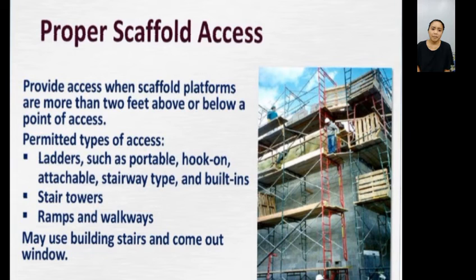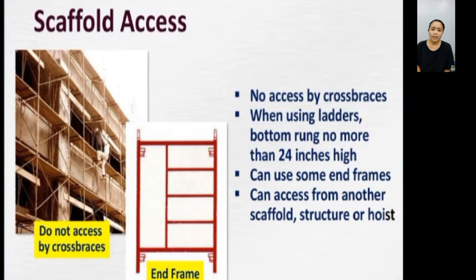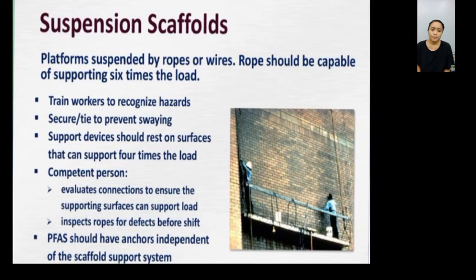The standard prohibits the use of cross braces as means of access. When using ladders, bottom rung no more than 24 inches high. Can use some end frames. Can access from another scaffold, structure, or hoist. Do not access by cross braces.